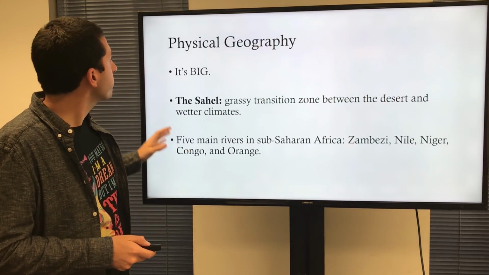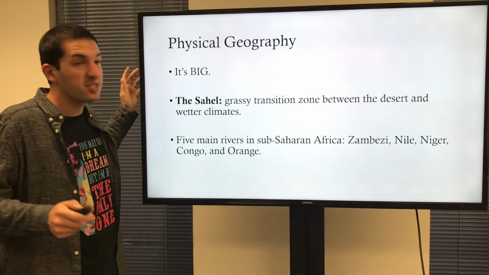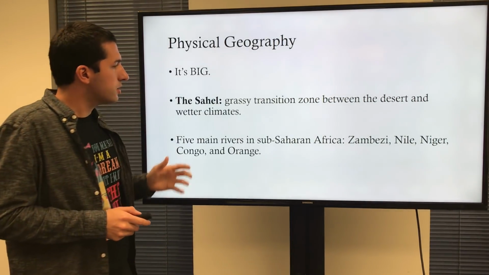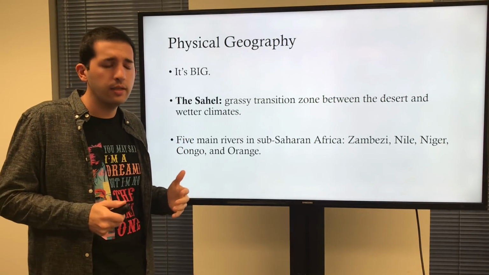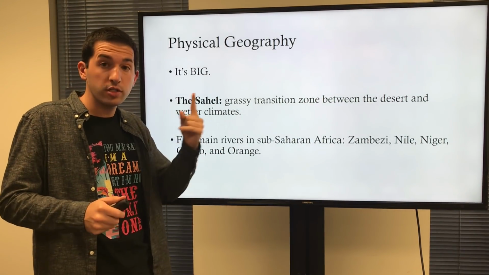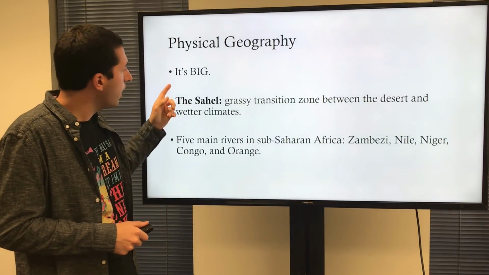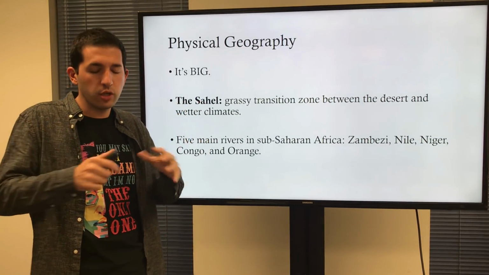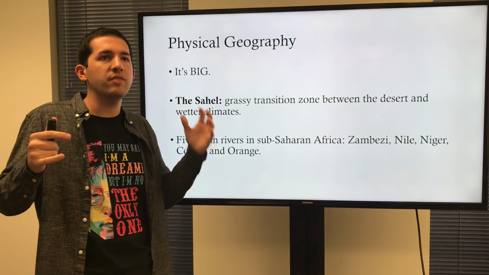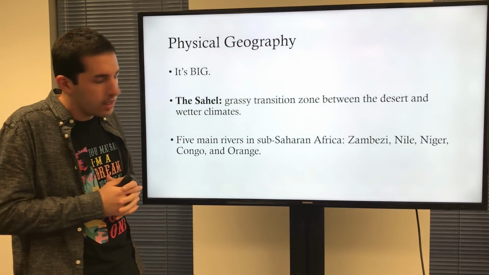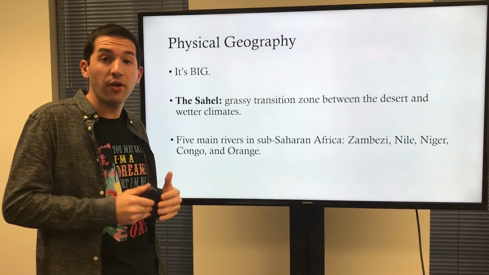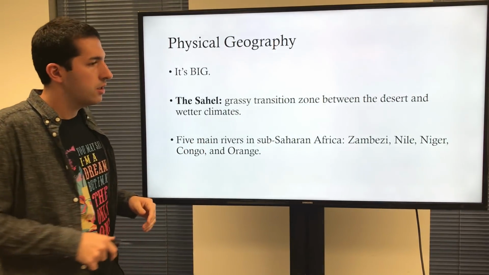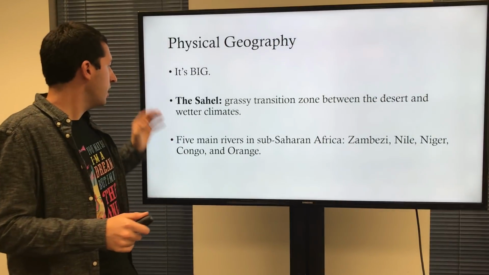We'll keep going. Physical geography. It's big. Okay, that's just a fact. It's the second largest continent of all the continents. First being Asia. However, so it's the second largest, but it's actually the size of the United States and Europe combined. We would know that a fourth of the continent of Africa is the Sahara Desert. Interesting. So we're just throwing out the fun facts tonight.